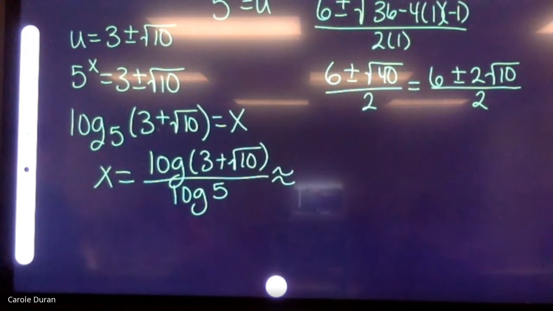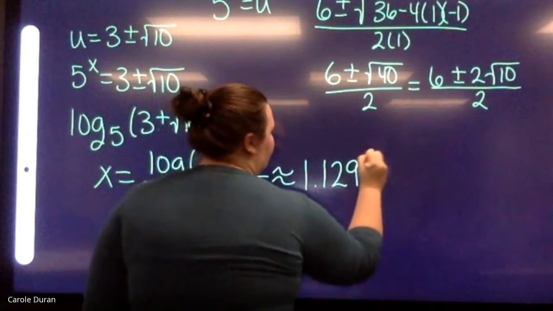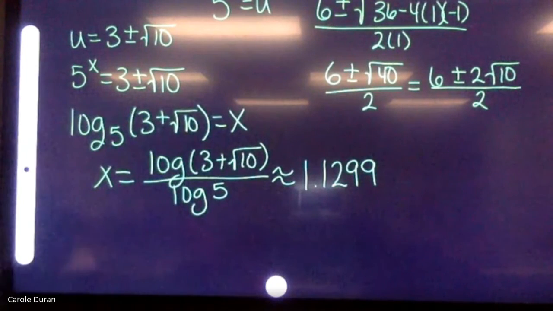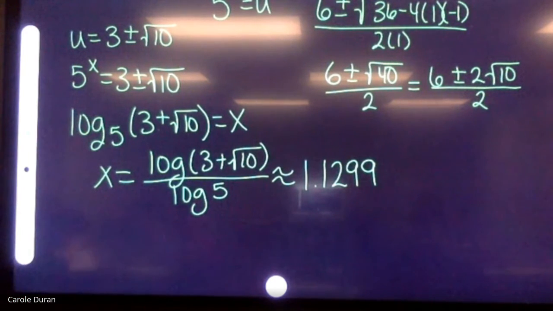Jackie, what'd you get? Yeah, I did. 1.1299. Correct. We get approximately 1.1299 as our x value. Is there a way to check that that's going to work? Plug it back into the original problem. We're not doing that. We won't, but you are welcome to if you so choose.